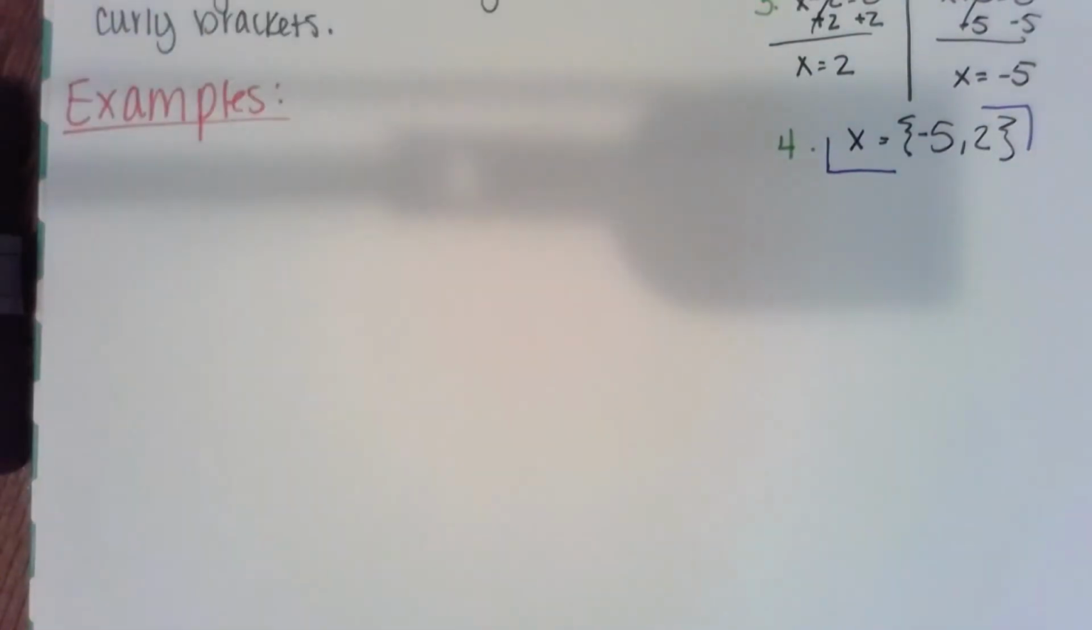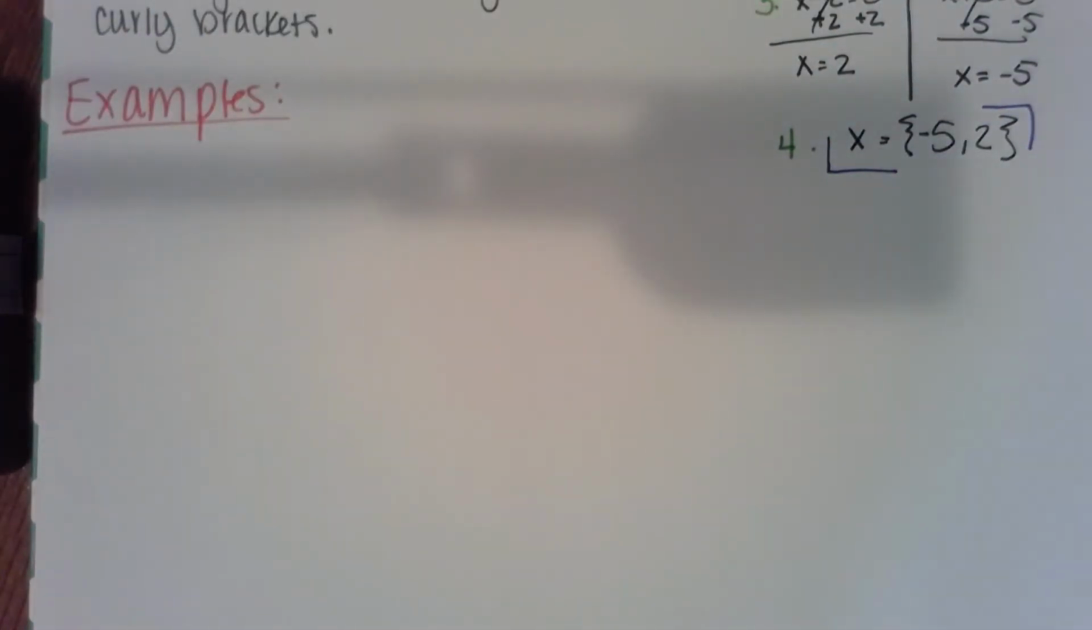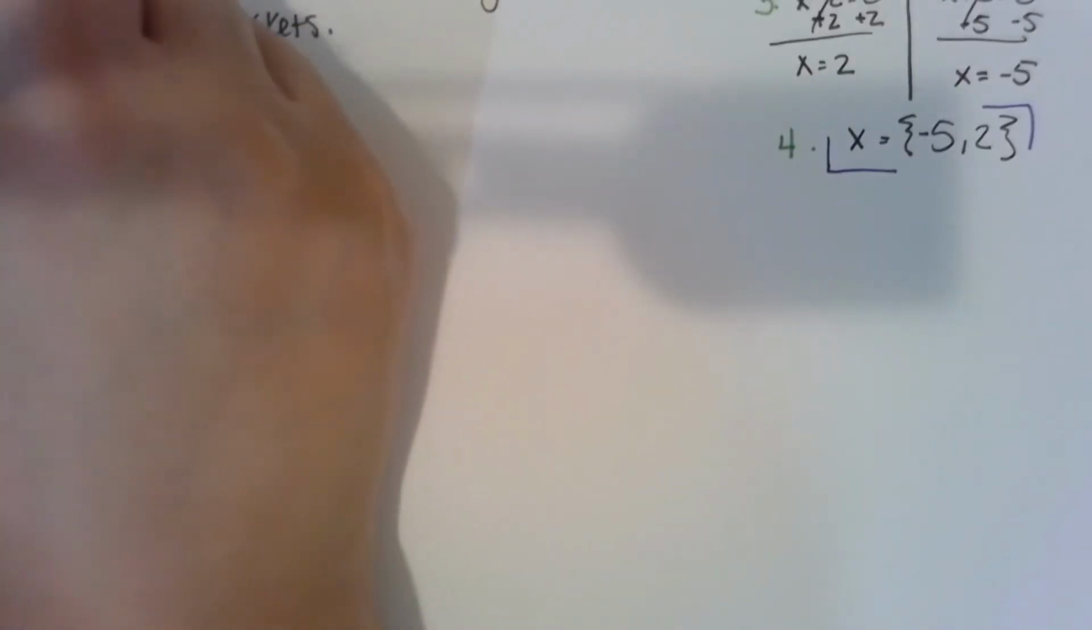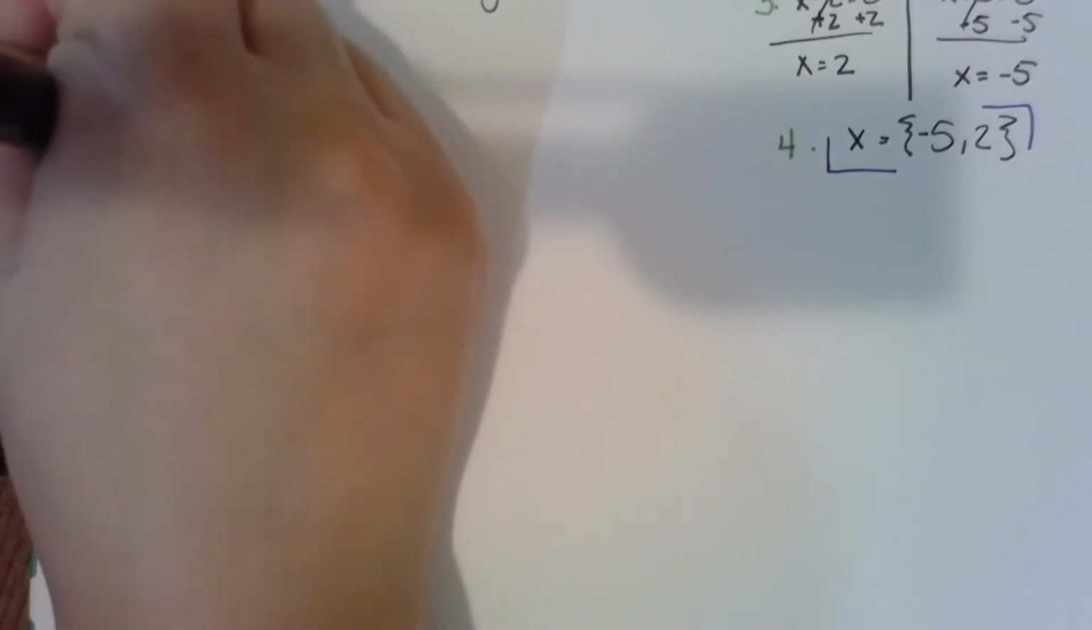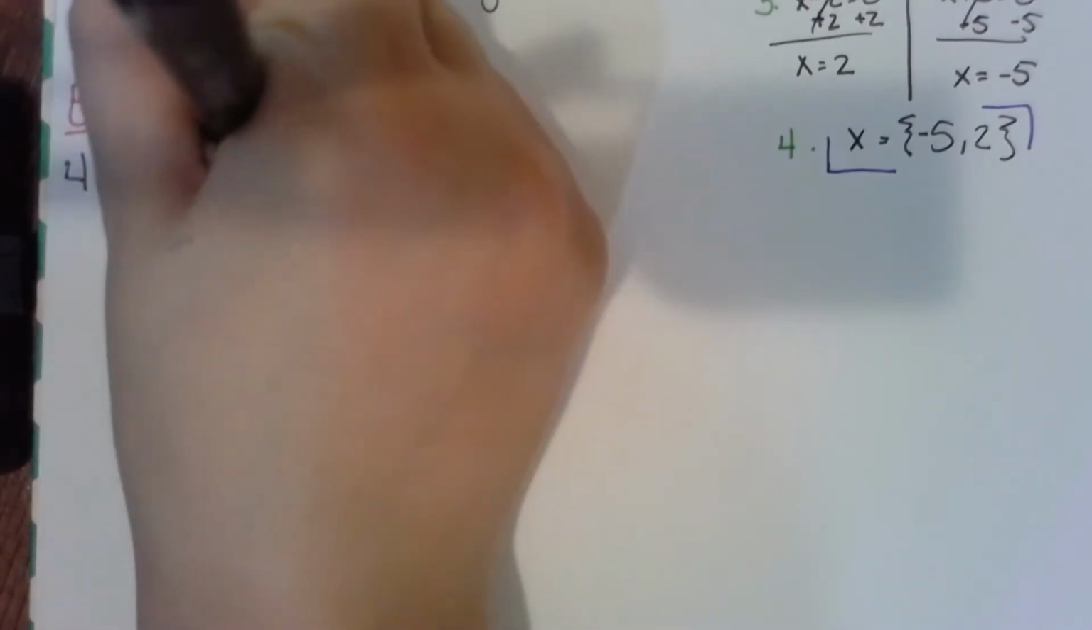And so we're going to see a little bit of each one. Doing number 4, from the notes, we have x squared plus 6x minus 27 equals 0.